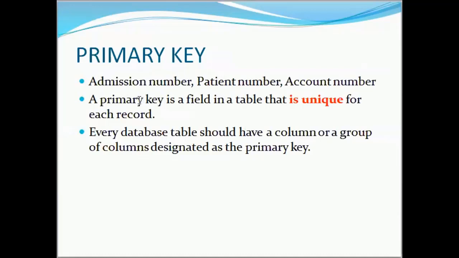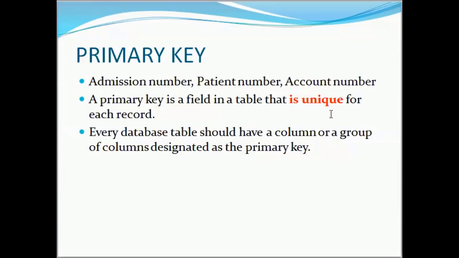So primary key is a field in a table that is unique for each record. Very important. That's why I highlighted it using red. So it is unique for each record. Examples of primary keys are admission number, patient number, account number, etc. In our classroom itself, when I take roll number, when I say roll number 5, only one person will be standing up. So using roll number, I'm identifying a person uniquely.